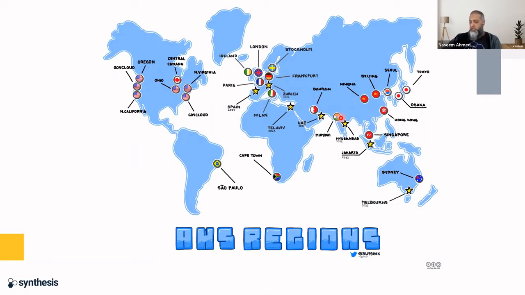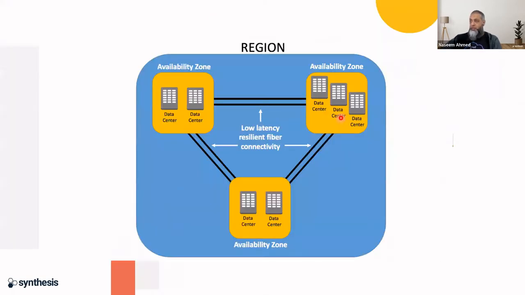Now, within a region, AWS typically deploys multiple data centers, and these data centers are called availability zones. A region has a minimum of 3 availability zones. Some regions have more, but never less than 3. These availability zones or data centers are connected via low latency fiber over a very short distance. So the maximum distance between these would be less than 100 kilometers.